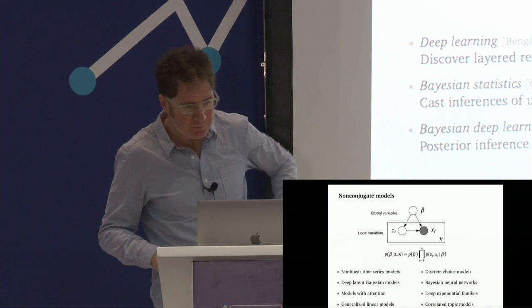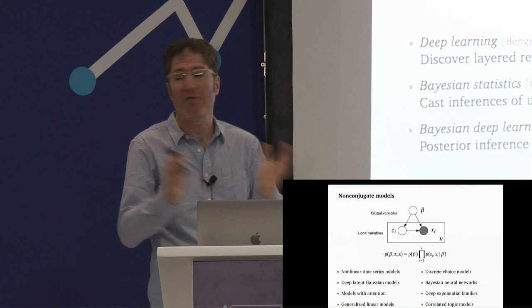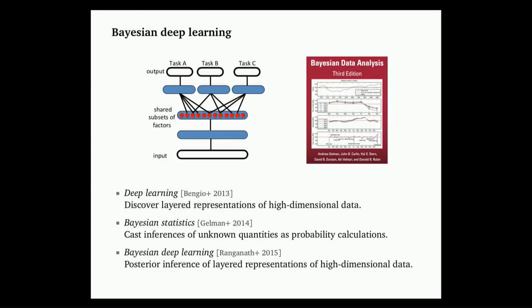Just so we have, again, a concrete model that we're talking about, I want to talk about deep exponential families briefly. Again, this is in the spirit of separating models from inference, so we're now going to talk about a different model. Deep exponential families are part of the field of Bayesian deep learning. So what's Bayesian deep learning? Well, first of all, what's deep learning?